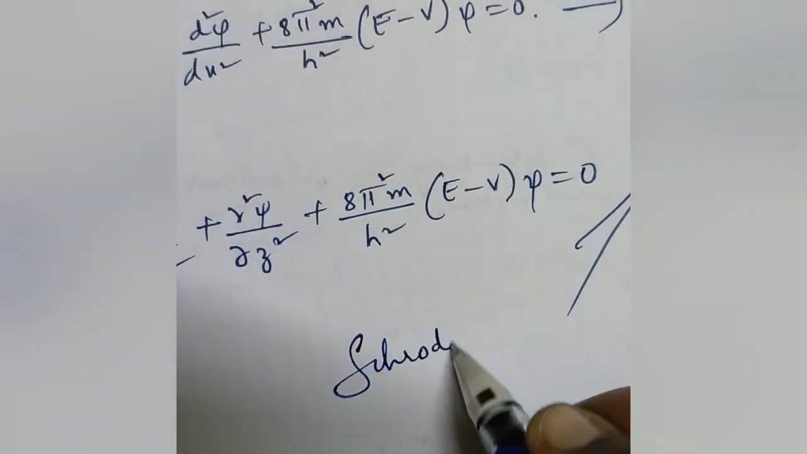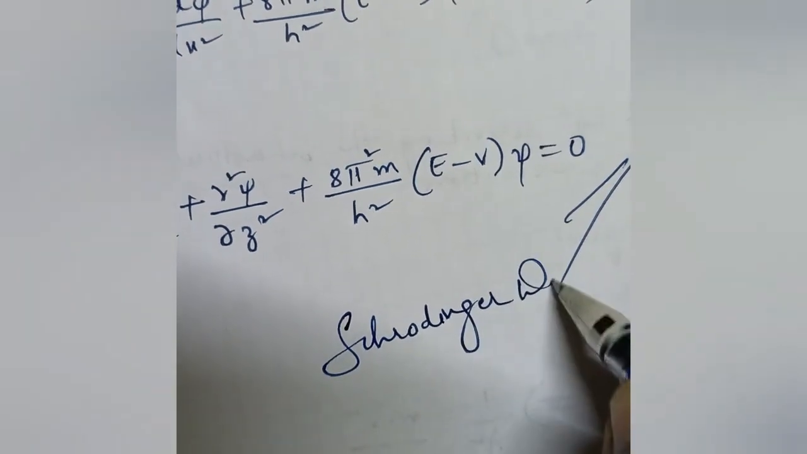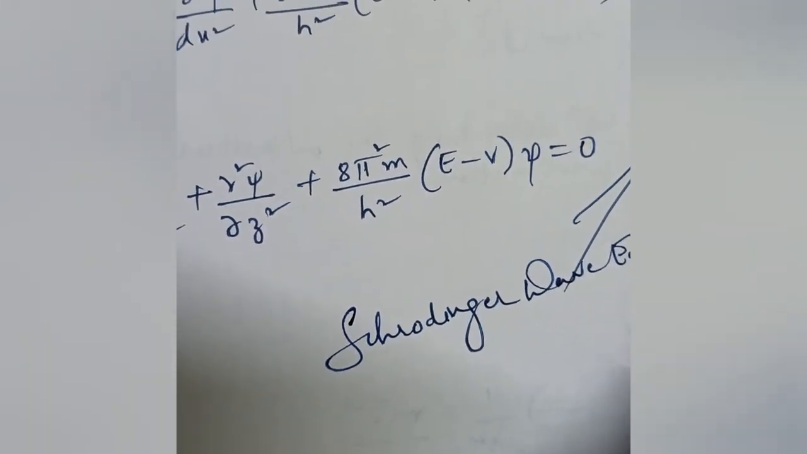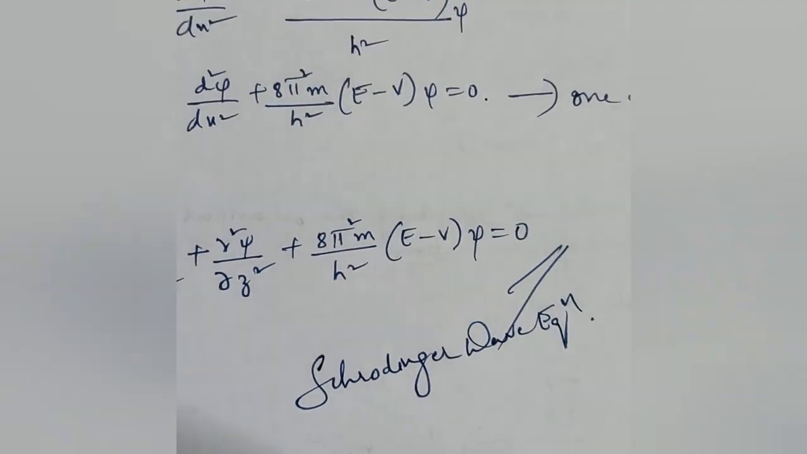This is the Schrodinger wave equation. Have you understood? So see once.